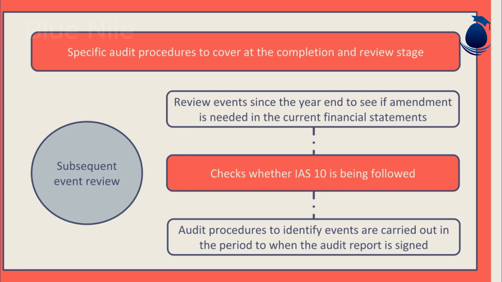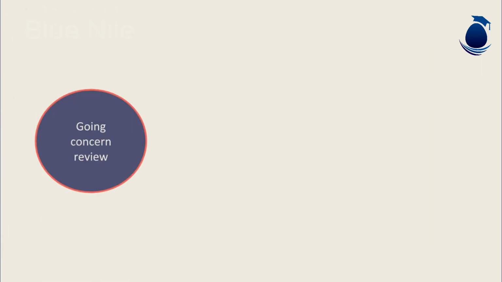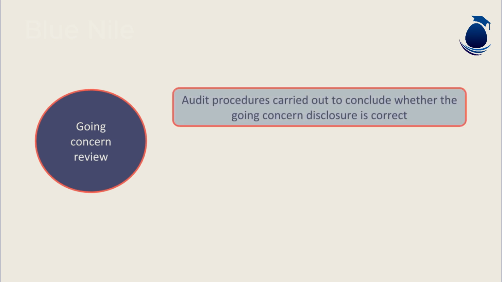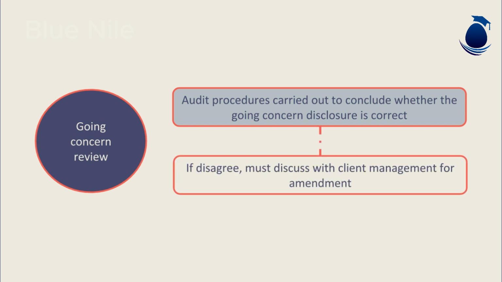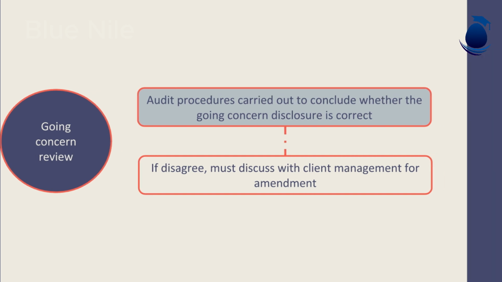by the auditor. The going concern review is another process the auditor must follow at the completion stage. Audit procedures must be carried out to assess whether the going concern status of the entity is disclosed correctly within the financial statements. If the auditor disagrees with the going concern disclosure or lack of it within the financial statements, discussions must be made with the client to recommend amendment.